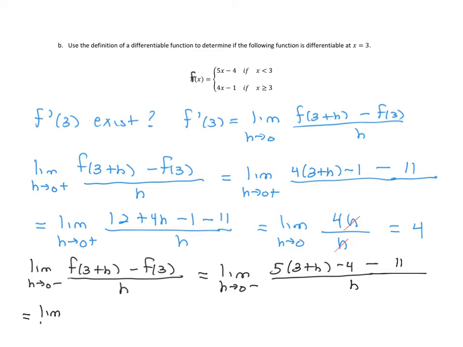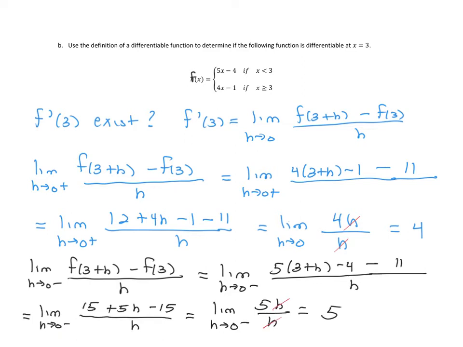So this is the limit as h approaches 0 from the left of, if we simplify the top, 15 plus 5h minus 15, all over h. So this is the limit as h approaches 0 from the left of, well, we have 5h over h. And we can cancel those h's. That means our limit is just 5. So does the derivative exist? And the answer is no. The left-hand limit is equal to 5. The right-hand limit is equal to 4, and they're not equal.